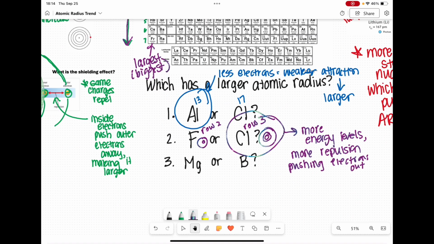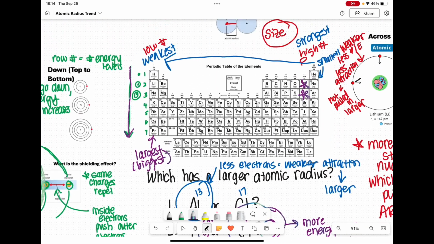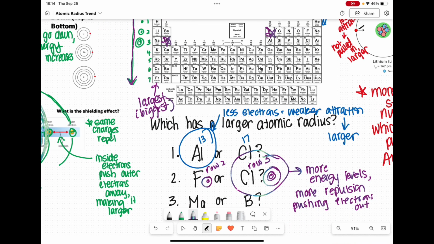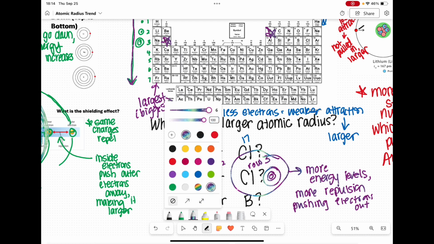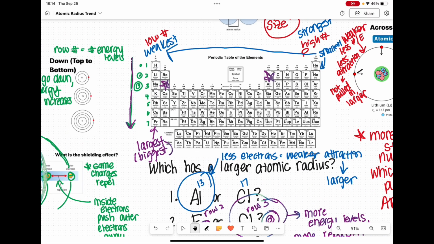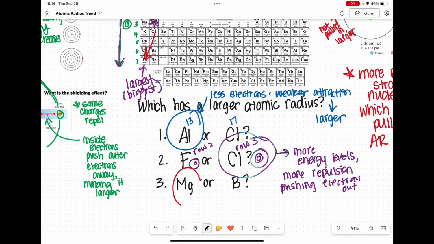And then the last one that we are going to do is magnesium or boron. So Mg or B. And this one's a little different because they are not in the same row or column, not in the same period or group. And so we kind of have to look at their relative location to francium and helium. So magnesium is closer to francium and boron is closer to helium. We know that francium is our largest element, and so magnesium is going to be the larger one.